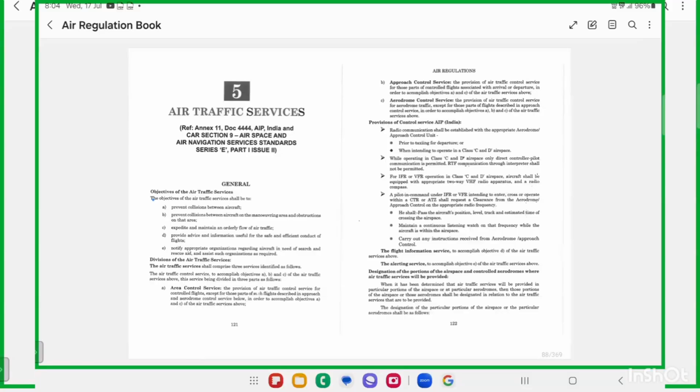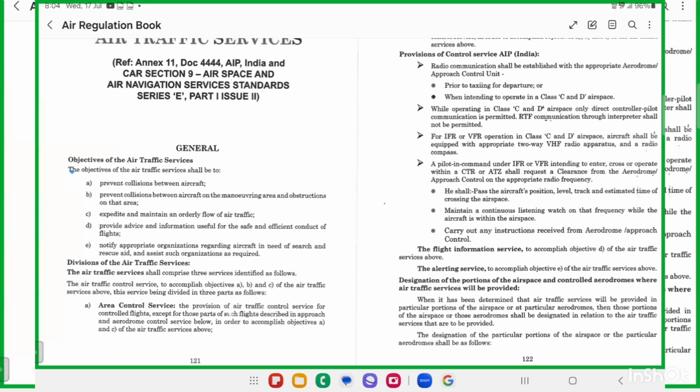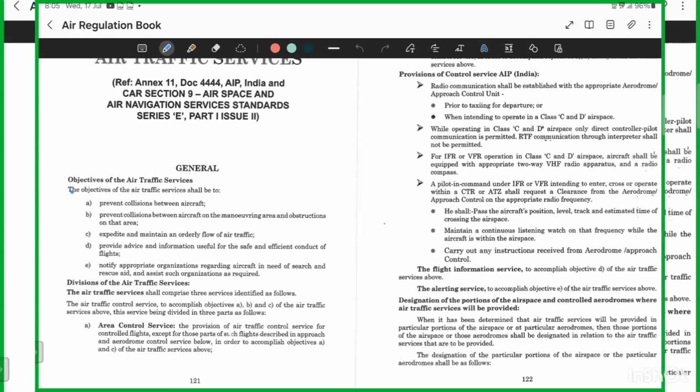Air traffic services. Objectives of air traffic services. The objectives of air traffic services shall be to prevent collisions between aircraft, prevent collisions between aircraft on the maneuvering area and the obstructions on that area, expedite and maintain the orderly flow of air traffic, and provide advice and information useful for the safe and efficient conduct of flights, notify appropriate organizations regarding aircraft in need of search and rescue aids, and assist such organizations as required.